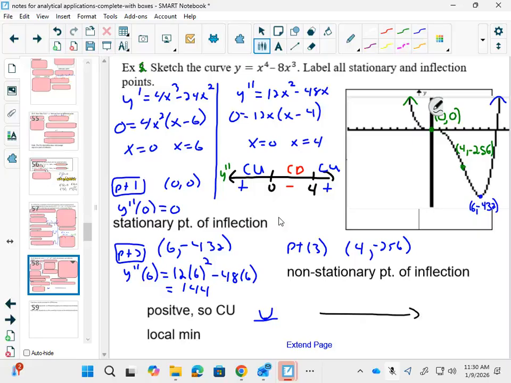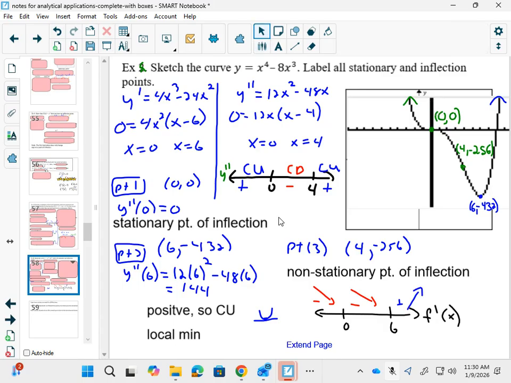I'm going to add the number line for f prime of x if you did it, so you can check if it had 0 and 6. So had you done your first number line, you would have found out that 0 was a stationary point of inflection.